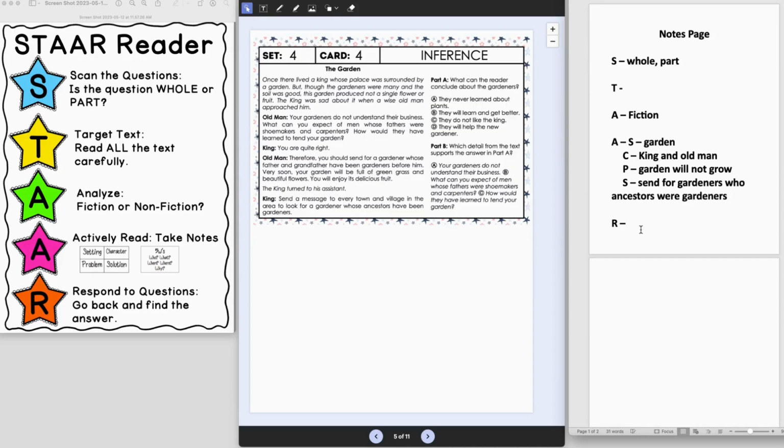And now we're going to respond to the question. So the important point here is to go back and find the answer within the text. So this is where we're going to start to look at text evidence.